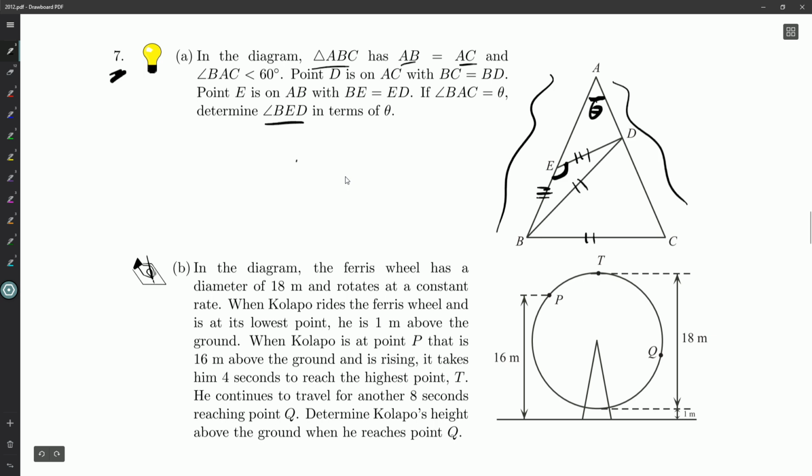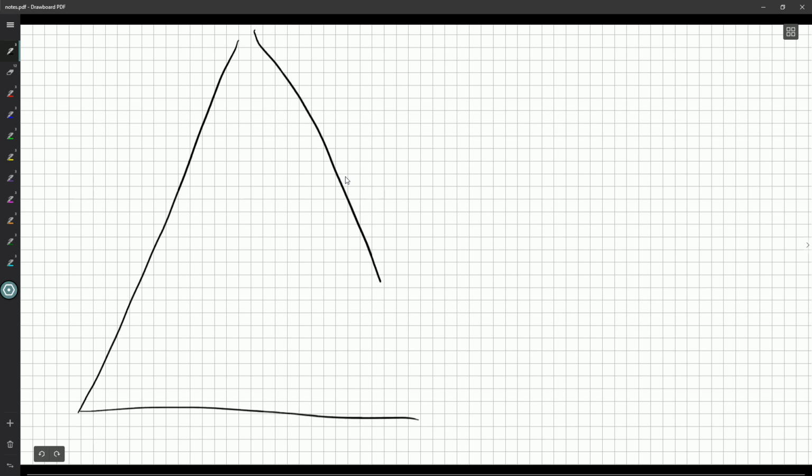in terms of theta. So it's a light bulb question. We don't actually need to write anything down. So I'm going to draw a big triangle here. I'll write a little bit of my work on the side, but mostly this is going to be a verbal explanation.